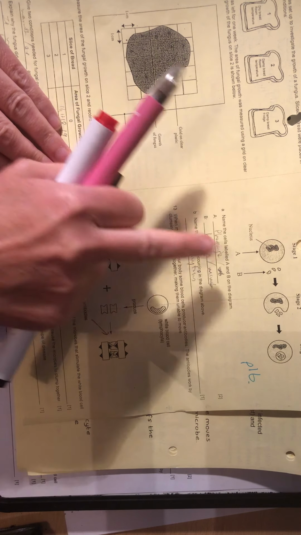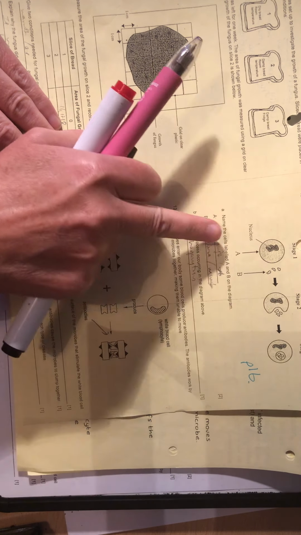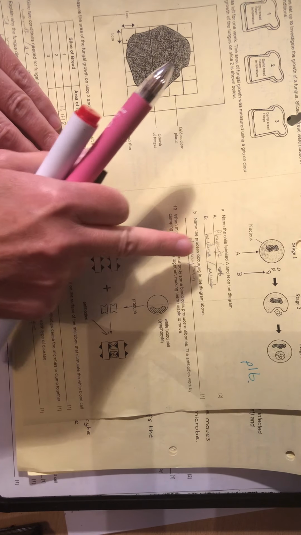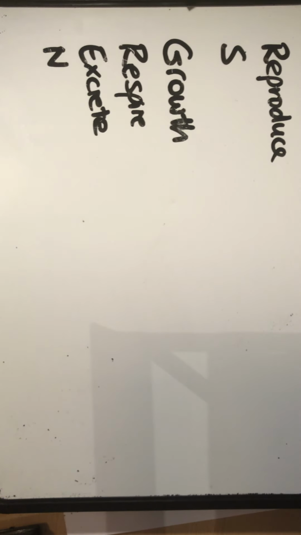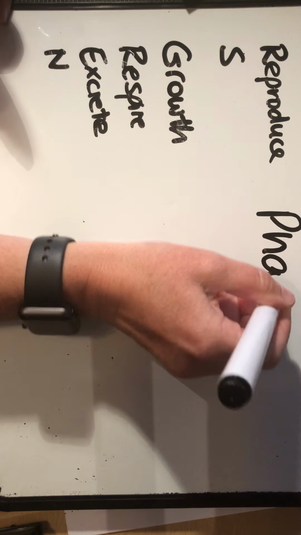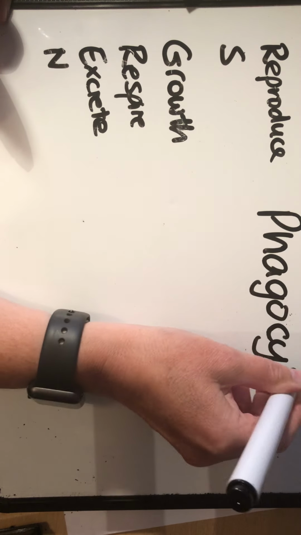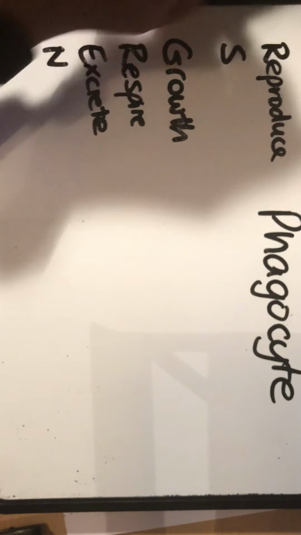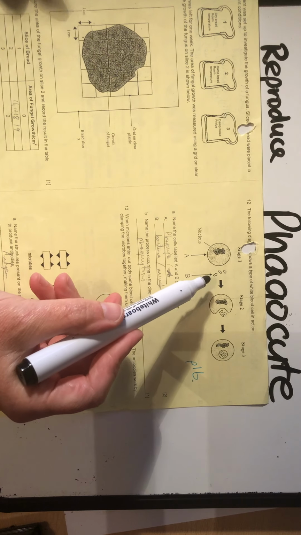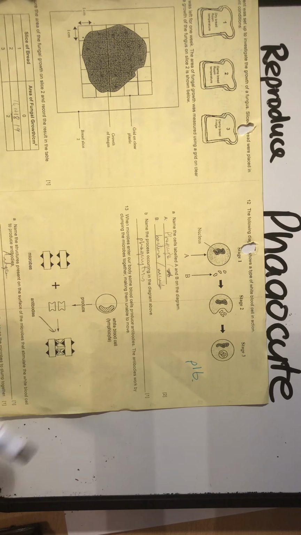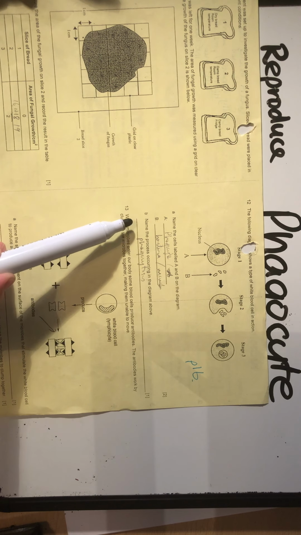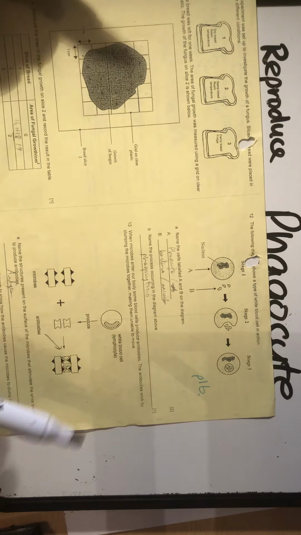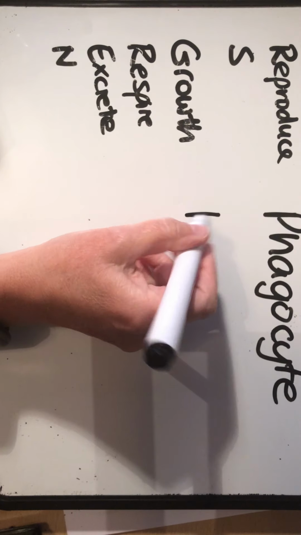So if we look at this diagram here, A is engulfing B, so A is a phagocyte, and that's spelled P-H-A-G-O-C-Y-T-E. Okay. B is what's being engulfed, so it's the microbes or bacteria. And then question B says, name the process occurring. So this process is phagocytosis.